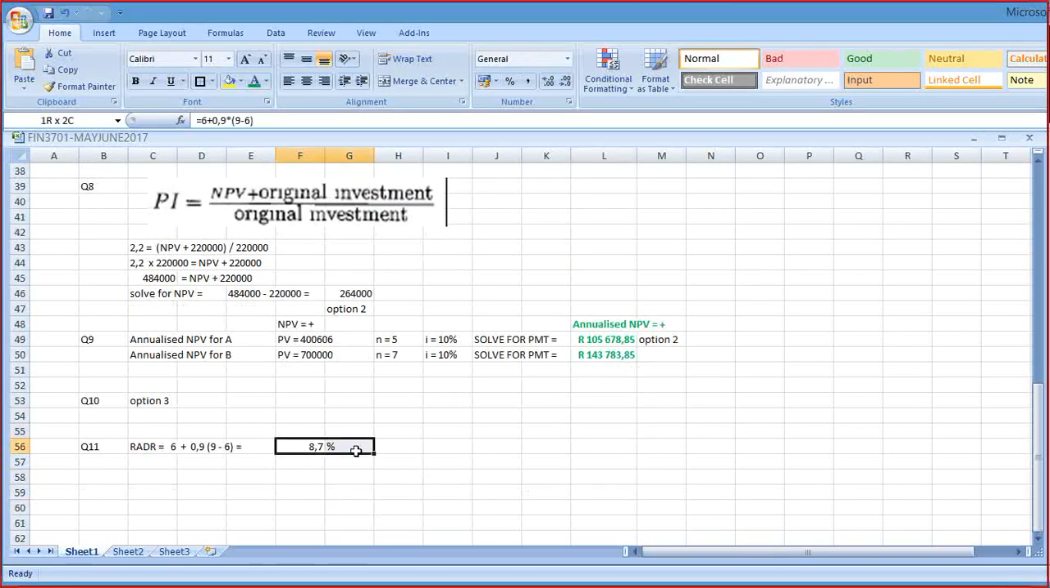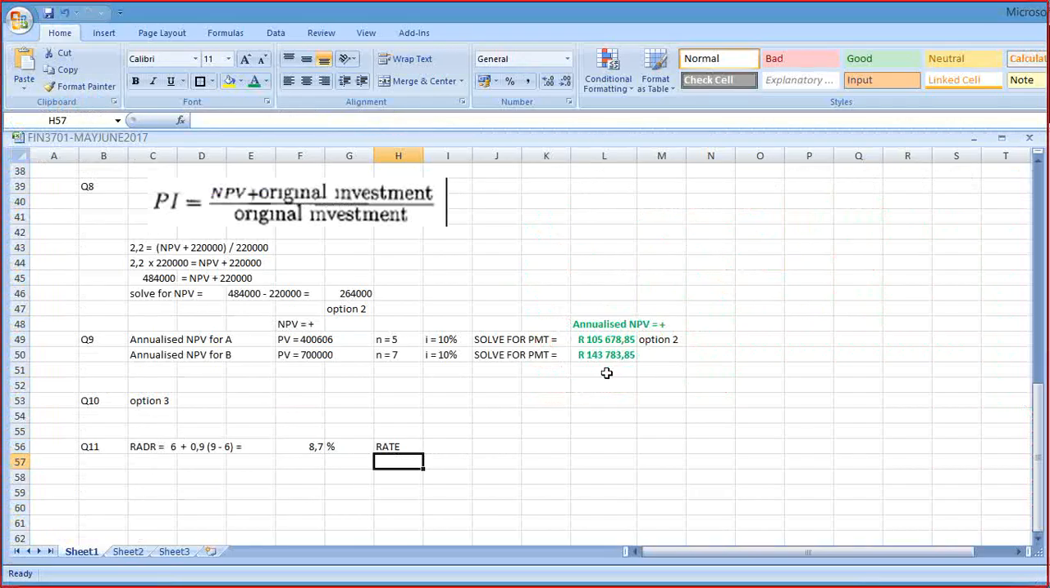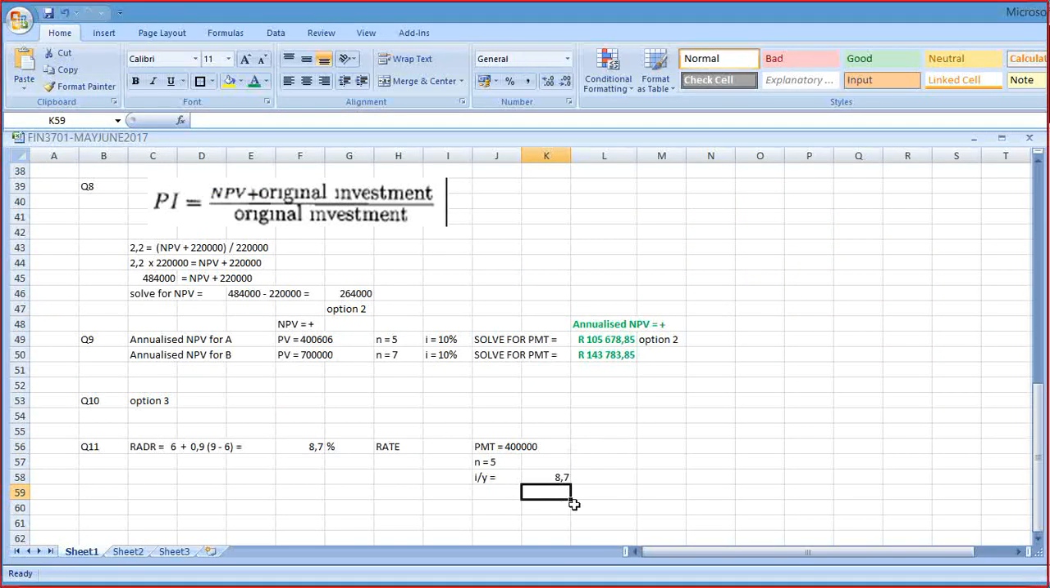So now I've got the rate. Now I can discount cash flows back in time. What are my cash flows? Well, equal cash inflows of 400,000 over 5 years. So payment is 400,000, and over 5 years, N is 5. What is the rate? I/Y is what I just worked out, 8.7. What else? Initial investment is 1.5. Obviously I want to work out PV first, so first calculate the present value.